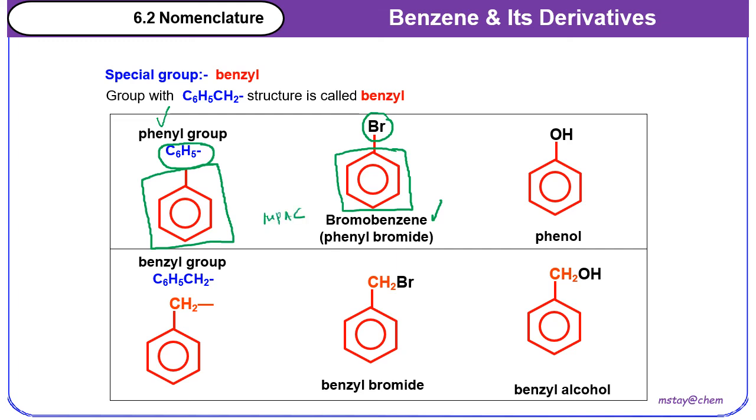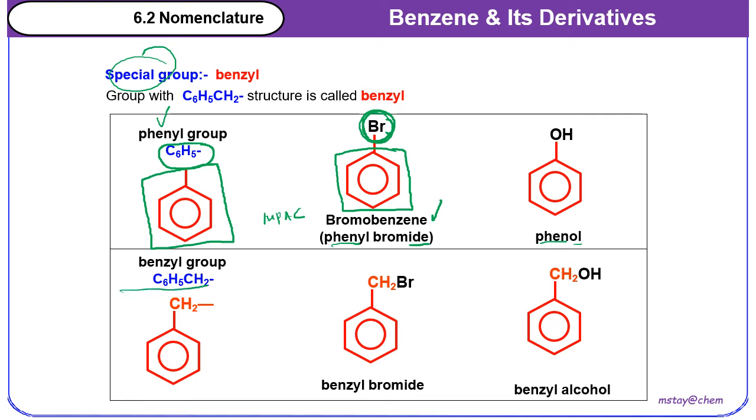However, there is a special condition where if there is C6H5, we cannot use it as phenyl, and then Br becomes the parent. So when the halogen becomes the parent, it will end with -ide. So that's why it's phenyl bromide. If the OH is attached to the C6H5, recall, it's phenyl plus hydroxyl -ol, so phenol.